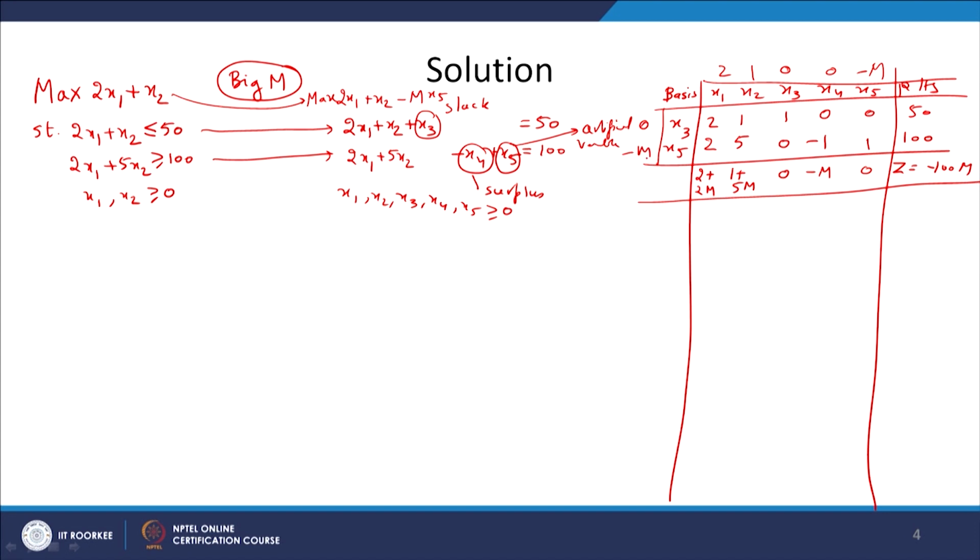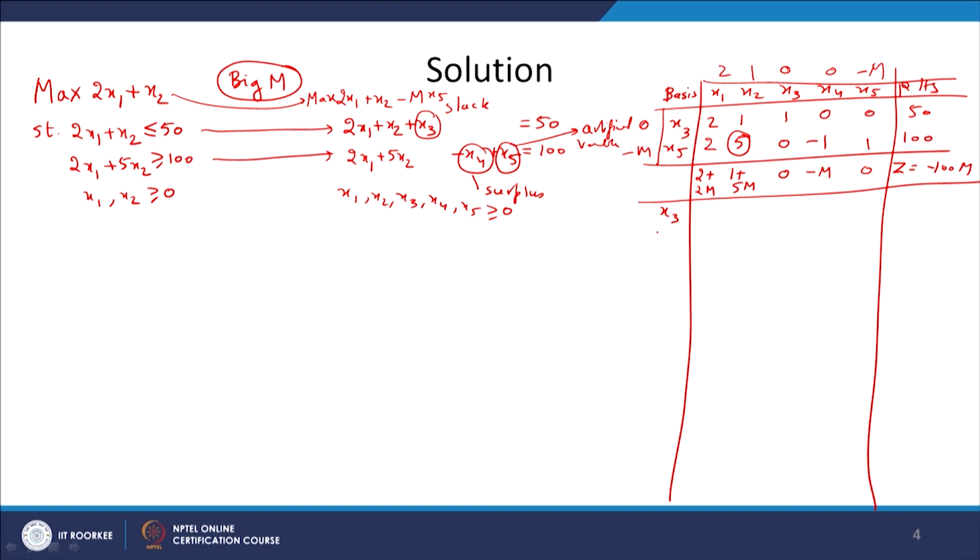Coming to the next iteration, we need to see which variable should leave the basis and which variable should enter the basis. According to the rule for the entering variable, we find that this 1 plus 5m is the largest. So, therefore, x2 should enter the basis, and according to the minimum ratio test we find that x5 should leave the basis. So, here 5 is the pivot and we have to apply the elementary row operations in such a way that x2 enters the basis and x5 leaves the basis.